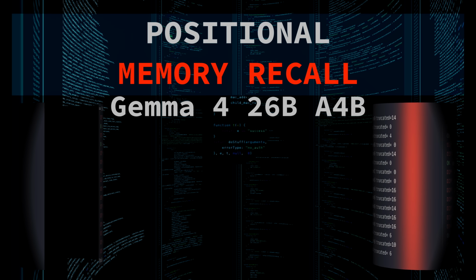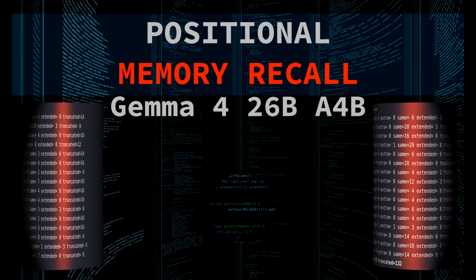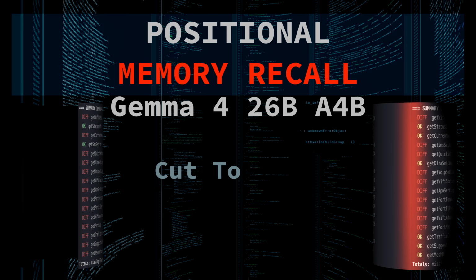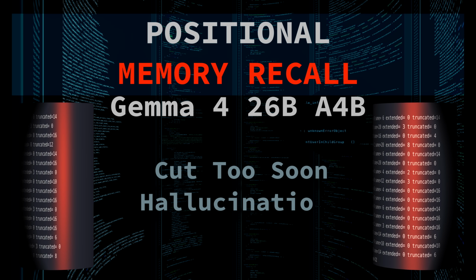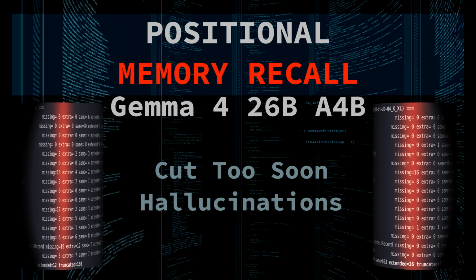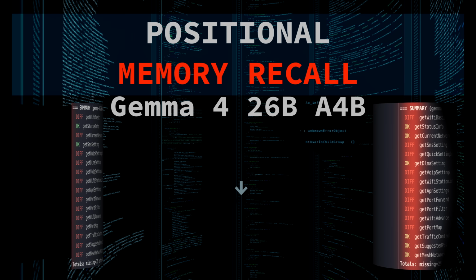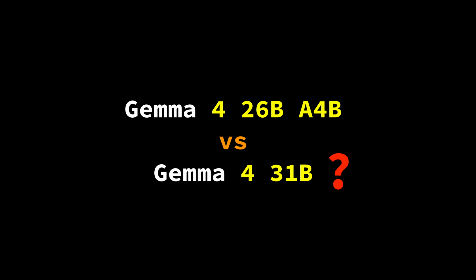But as the previous benchmark showed, when the context is large and source is convoluted, Gemma 4 struggles. A positional memory recall query returns data that is cut too soon and with missing or added lines. See my previous video for more details. But hey, that was an MOE model with 26 billion parameters and only 4 billion active ones. And I didn't test the dense one yet. Could it be that Gemma 4 31B doesn't have this issue?